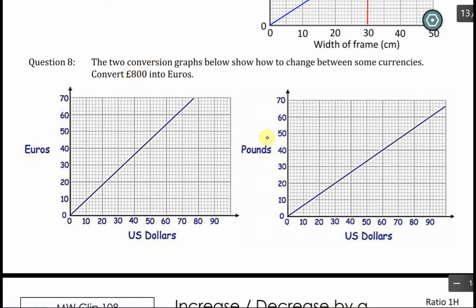Now 800 is not on my pounds axis, but something I could turn into 800 will be. So I could go with 50 or 40 or 10, but like I said before, it's probably best to go for the biggest thing we can possibly. However, this looks like quite a nice conversion graph, and it looks like £40 is bang on $60 in this case. So I'm going to use that.